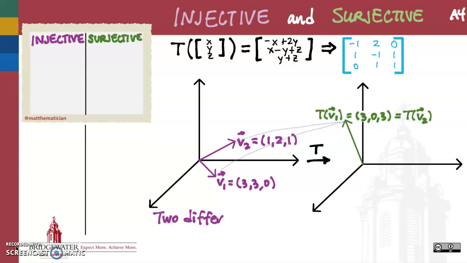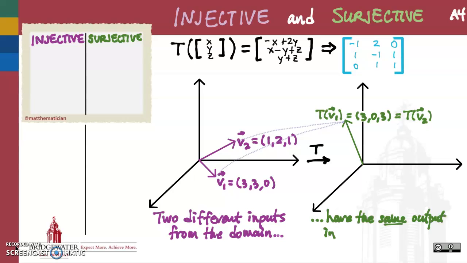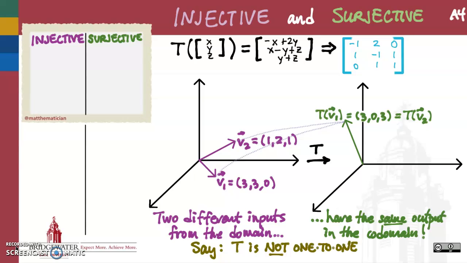And that's something that very often we don't want to happen. We generally don't like it when two different inputs from the domain of a function end up having the same output in the codomain. So when that happens, we say specifically that that function is not a one-to-one function. That's the language that we might have used when we were studying sets and functions in a previous course. When we apply that language to linear transformations, we just dress it up with a slightly different word, the word injective. So we say that a linear transformation is not injective if it's possible for two different inputs from its domain to have the same output in the codomain.